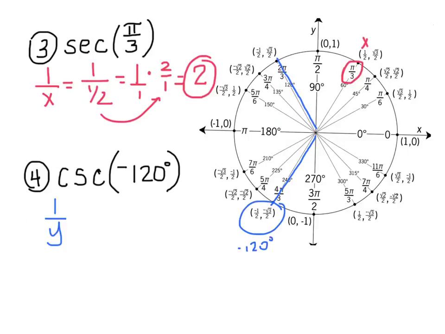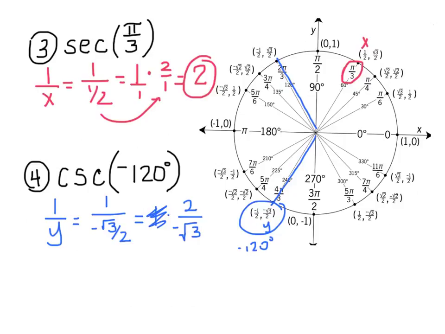And the formula is 1 over y, and our y coordinate is negative root 3 over 2. So 1 over negative root 3 over 2. Let's do the keep, change, flip. So keep the 1, change the dividing to multiplying, flip the fraction over. So 2 over negative root 3. 1 times any fraction is itself. So why don't I just forget this 1? Because 1 times anything is itself.